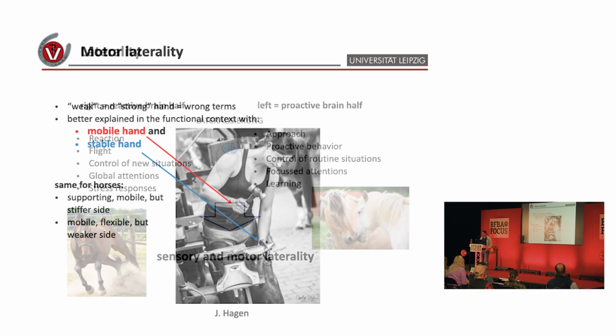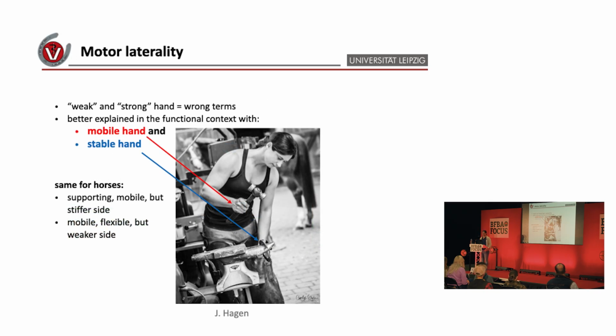What I don't like is if people say we have a weak and a strong hand. That's not really true. It feels sometimes like this, but we actually have two body halves with different tasks. I prefer to say we have a stable hand and a very mobile hand. For example, if you're a farrier and right-handed, your left hand is the tongue hand, and you can make a lot of long-lasting force to keep the shoe and the tongue stable, while your right hand is the hammer hand, where you move and you can make very precise little movements. And this is something valid for horses as well.